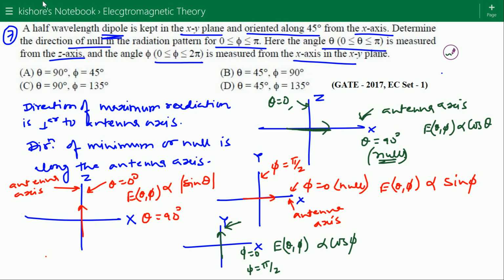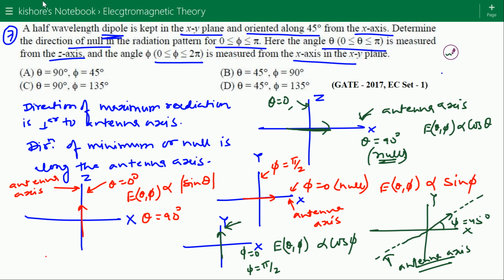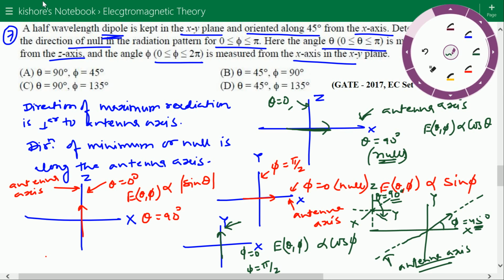Now for the given case, in the question, antenna is located at an angle 45 degree from x-axis. So this one is the antenna axis, and field should be minimum or 0 along the antenna axis, where phi is 45 degree. And in xy plane, suppose this is x-axis, y-axis and z-axis. In xy plane, theta, which is measured from z-axis, is always 90 degree. So when theta is 90 degree, phi is 45 degree, the field pattern is minimum. So option A is the correct option.